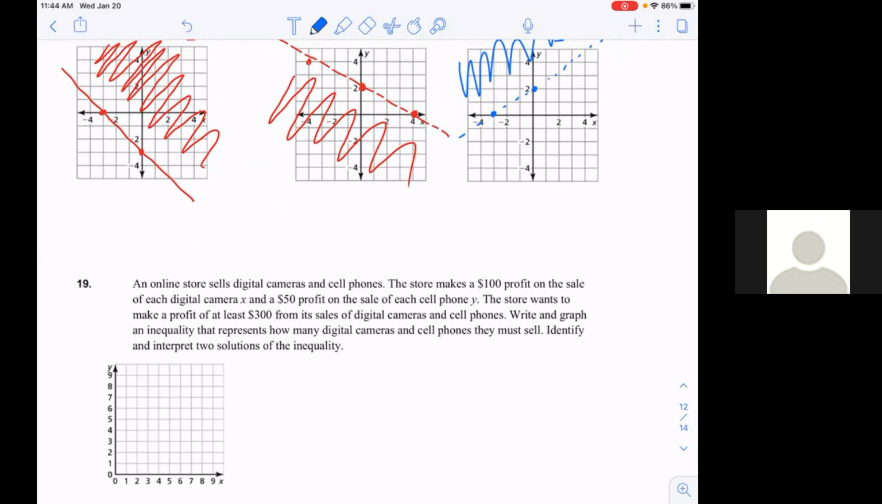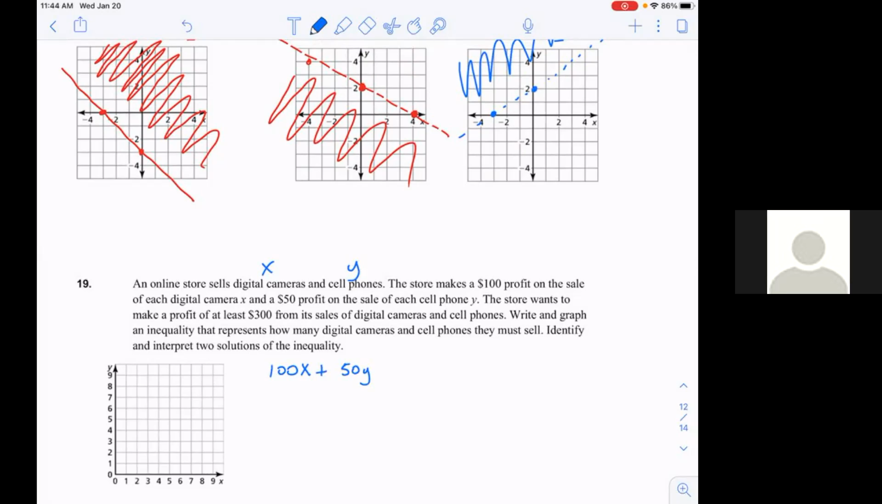So we're going to let X be the digital camera and we're going to let Y be the cell phone. We make $100 for every X camera that we sell. We make $50 for every Y phone we sell. So what am I going to do with 100X and 50Y? How do we figure profit? Do we subtract those? Do we add those? We're going to add those to figure out my profit.